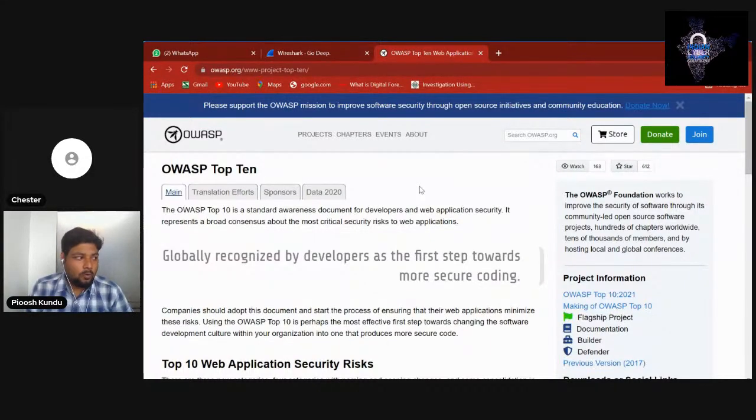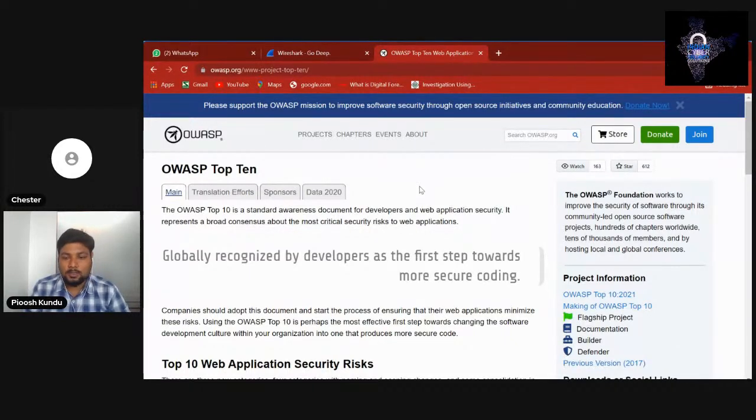So, what is OWASP Top 10? OWASP Top 10 is a standard awareness document for developers and web application security, and it represents a broad consciousness about the global critical security risks of web applications. OWASP is a foundation that organizes conferences globally and improves the security of software through its community-led open source software projects, with hundreds of chapters worldwide. They discuss the top 10 vulnerabilities, which are the most critical in this scenario.